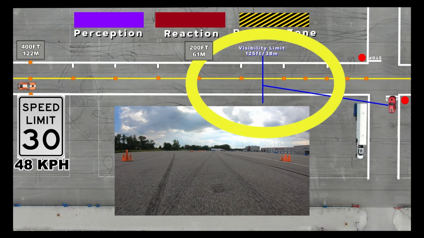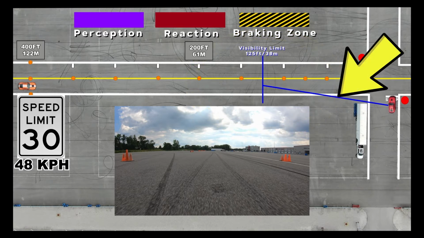You can also see there's a visibility line at around 125 feet. The diagonal line goes from a driver's sight point to the point around the truck, and that's his visibility limit. He can't see further back up the main road than around 125 feet.